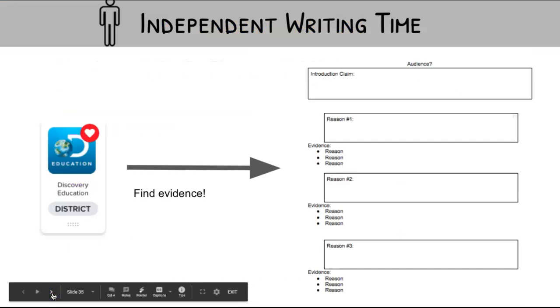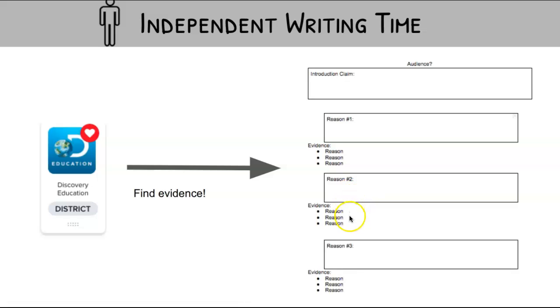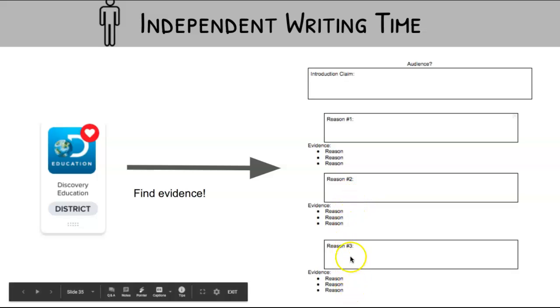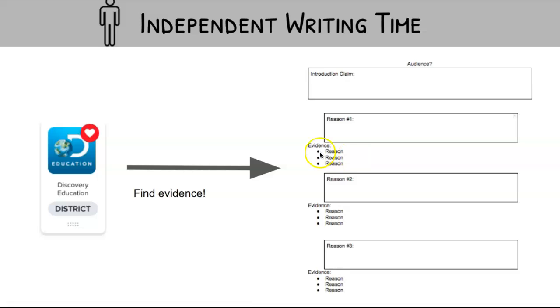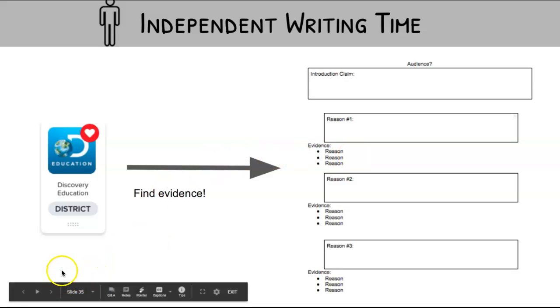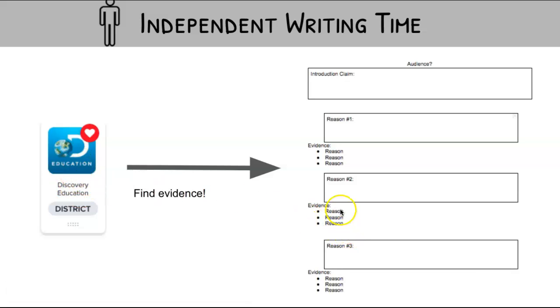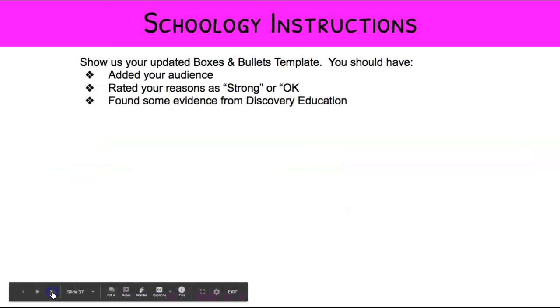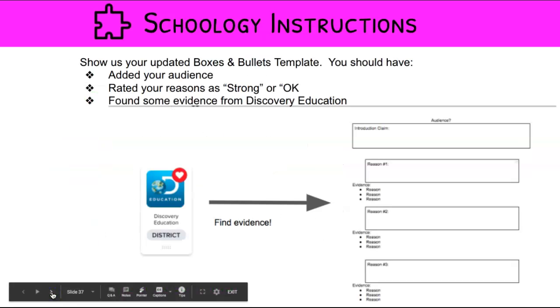Okay, so your job is going to be to find some evidence and fill it in where it fits. If it goes with reason 3, you'd put it down here. If it goes with reason 2, here. Reason 1, here. So that's what you're going to work on today. And when you have watched 1 or 2 videos on Discovery Education and gathered some evidence, you're going to post that on Schoology.